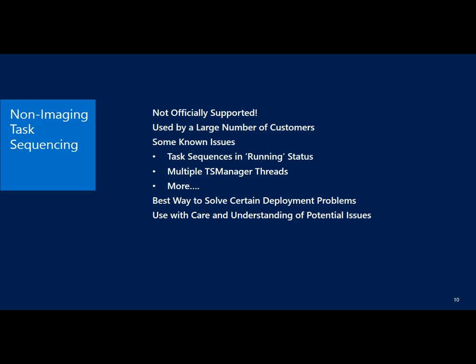content, right? Ensuring it goes always in every single time in the same predictable way. OSD will do that. Applications generally will too, but there are some differences. The point of all this is using a task sequence to deploy applications to run essentially non-imaging scenarios is not officially supported in 2012. Right? The product group really didn't intend for customers to use it, but there's been so much customer adoption of doing this that it's recognized as something that customers do.